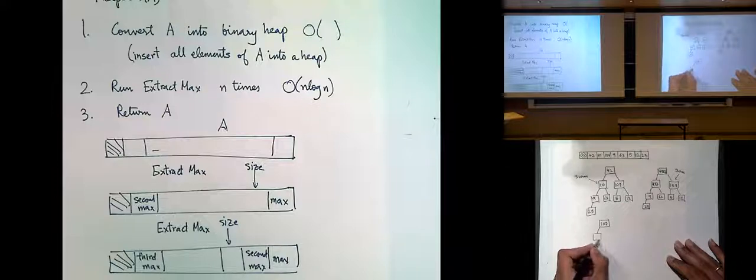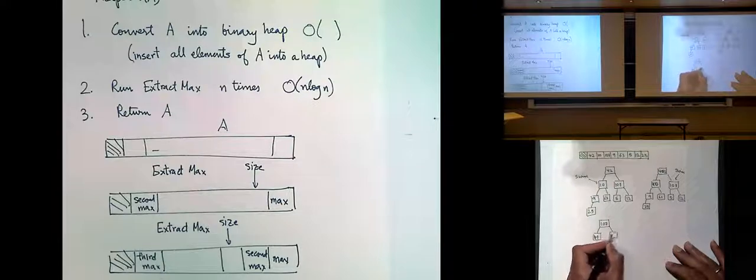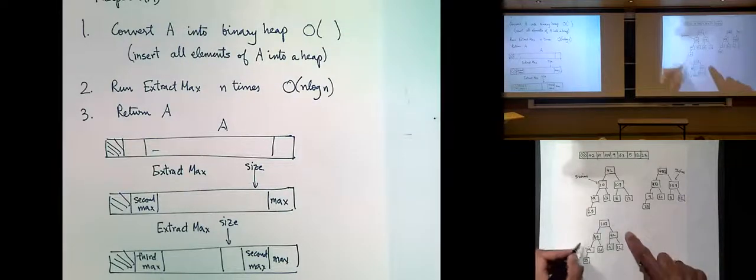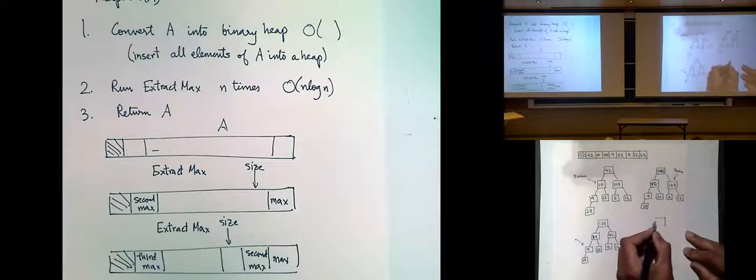107, 10, 42, 5, 12, 9, 63, 25. Right, then you'll call swim here. Does that make sense? So you just keep calling swim one by one. That's basically inserting. So when you finally finish this, I'm not going to draw all the intermediate steps.